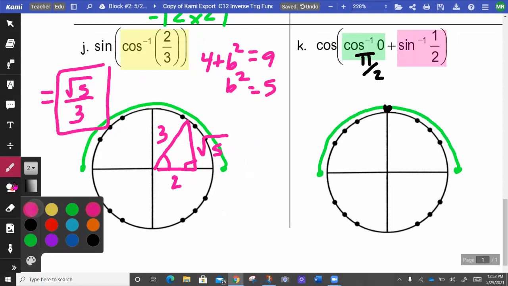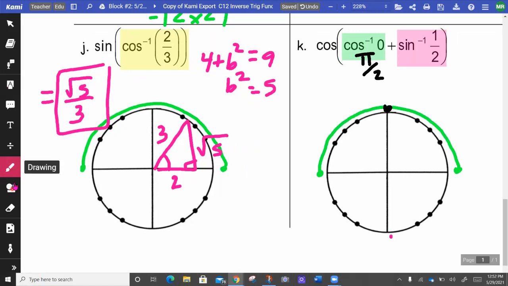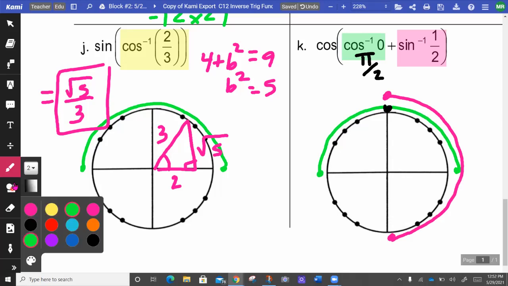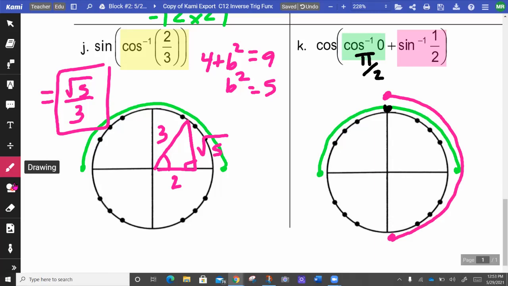Okay. Then I'm going to be focusing on my sine inverse, and sine inverse is going from here to here. And I want where my sine is a 1/2. Going long comma short, it needs to be positive. So long comma short, it is right here. So that is at pi 6. So this is a pi 6.